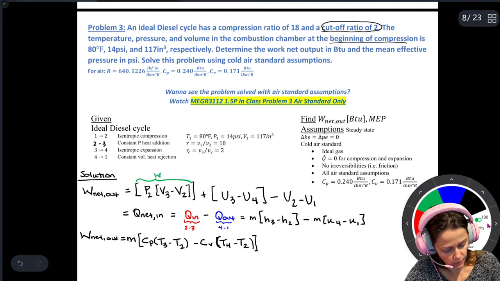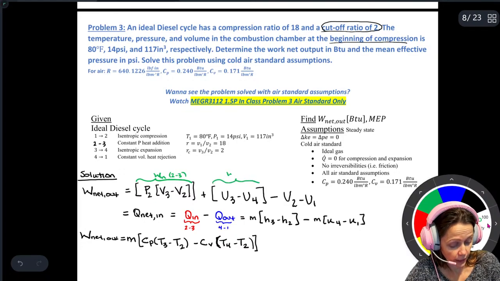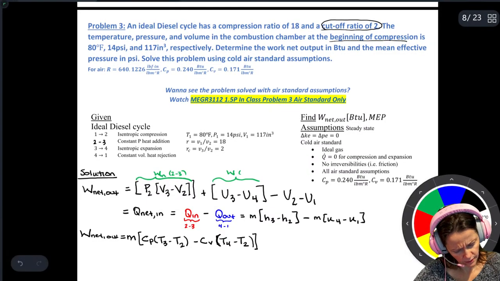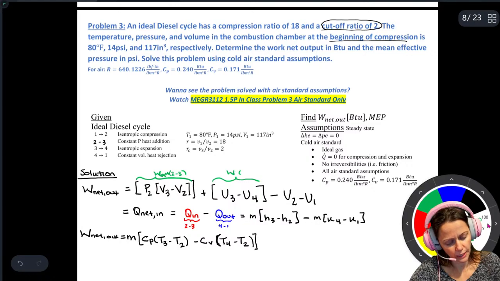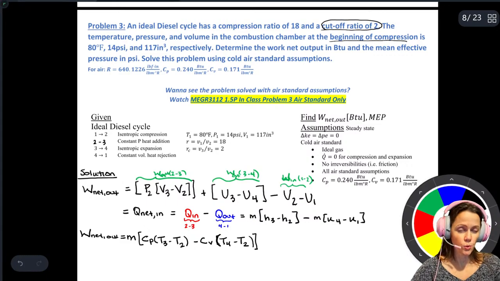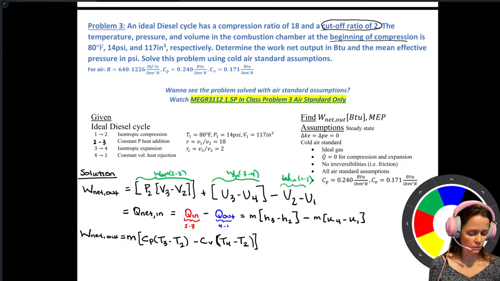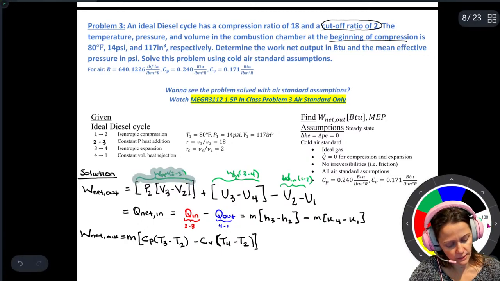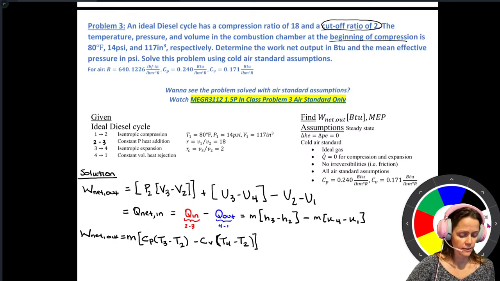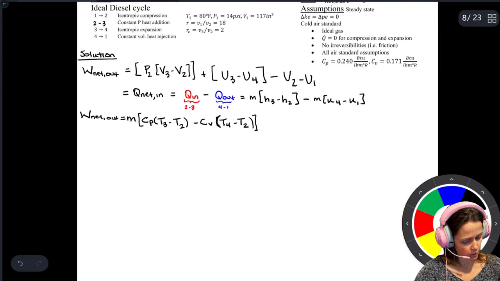three terms, right? We had a work in from 2 to 3. That was due to that expansion during the heat addition process. We also had a workout from 3 to 4, and then we had a work in from 1 to 2. And so rather than dealing with three terms and then also dealing with that volume term, we decided to take advantage of the fact that for any thermodynamic cycle, the work net out is equal to the Q net in. So, perfect.